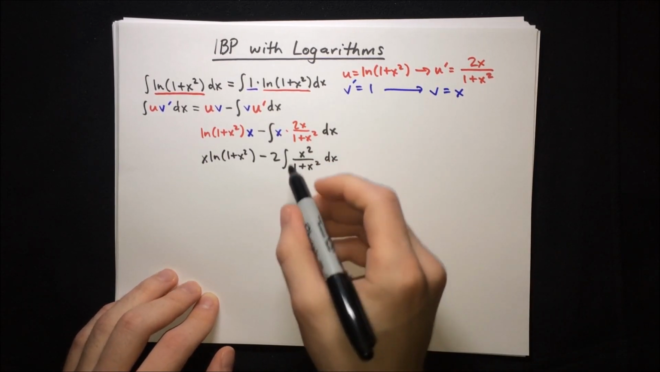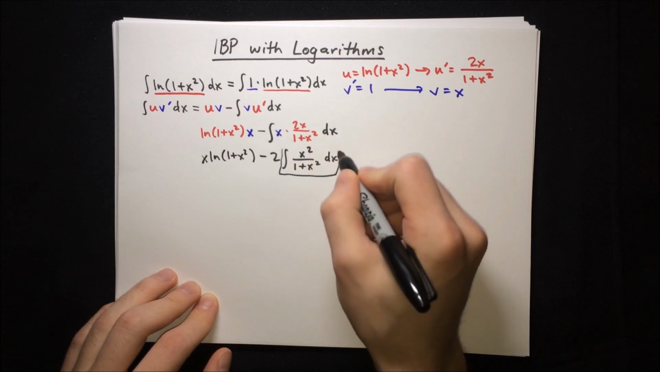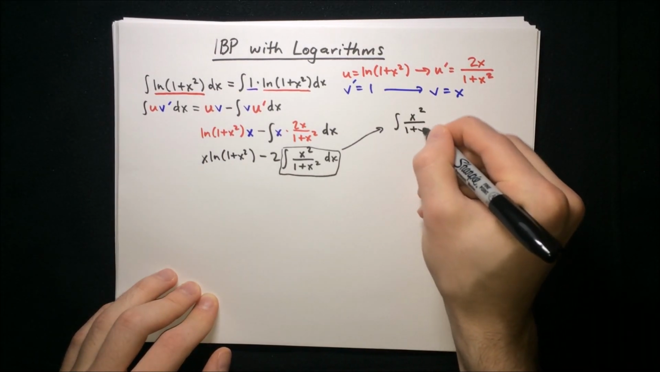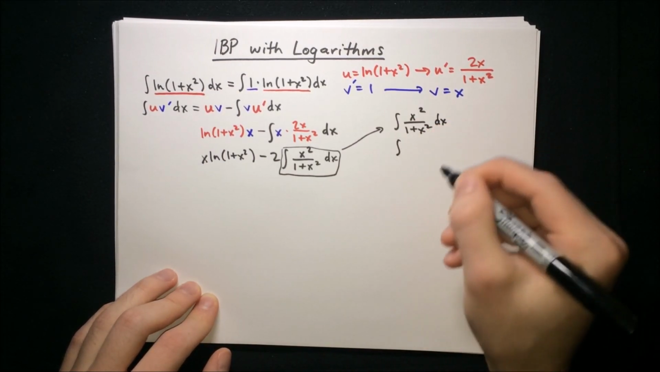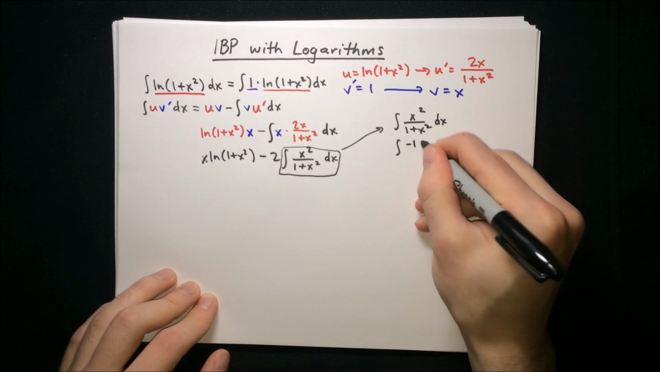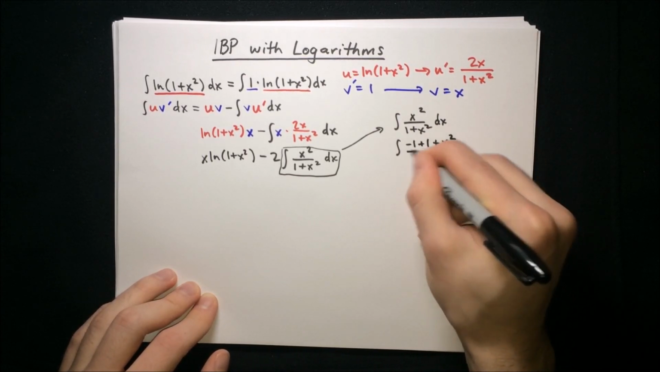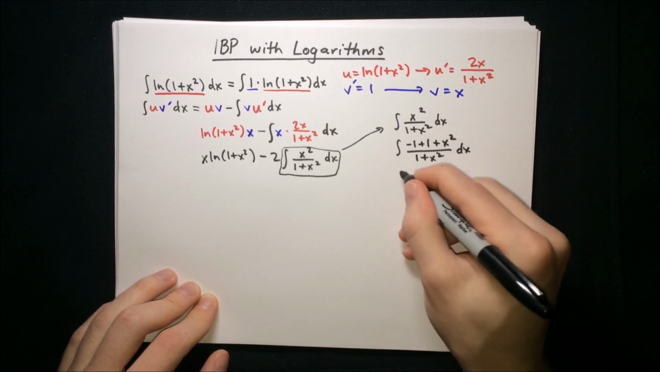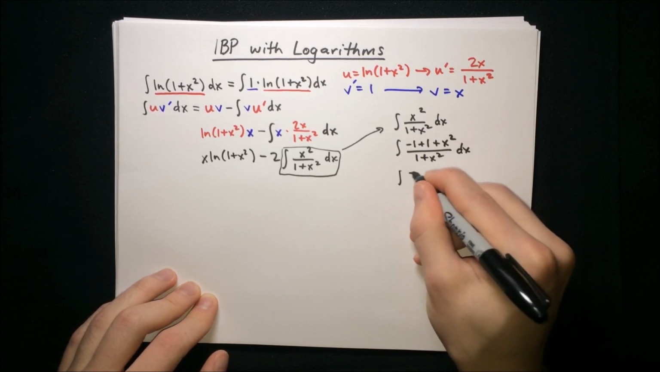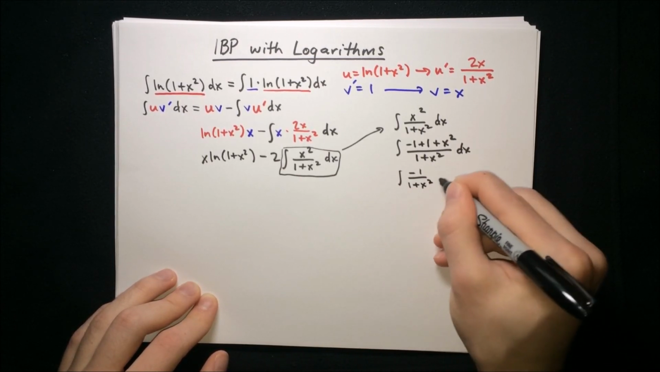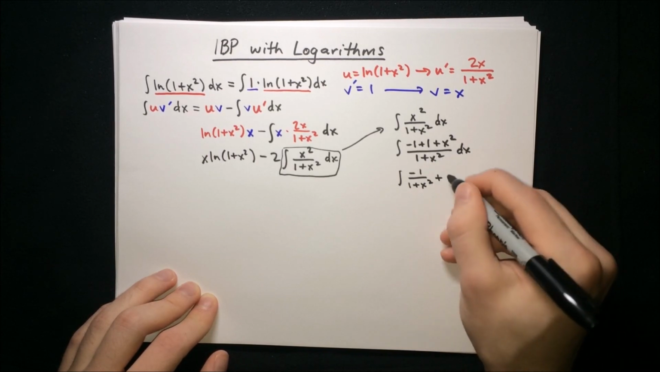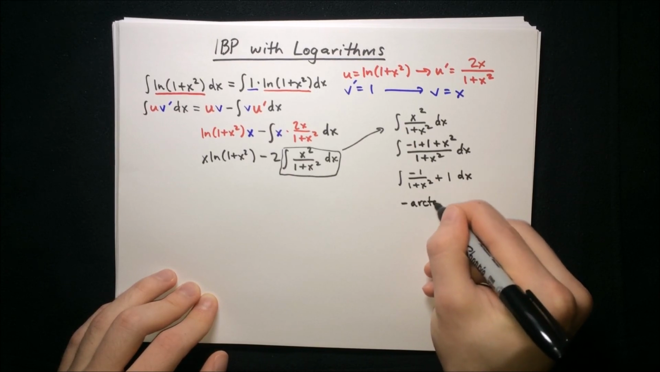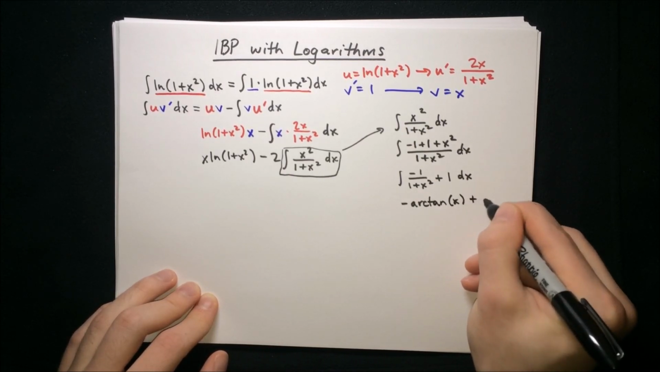And this integral, why don't we do this on the side here? We'll bring this over here. Integral of x squared over 1 plus x squared dx, we can express that as just integral of negative 1 plus 1 plus x squared over 1 plus x squared dx, because these two terms cancel to 0. And then that becomes negative 1 over 1 plus x squared plus 1 plus x squared over 1 plus x squared, which is just 1, dx. So that's negative arctan of x plus x.